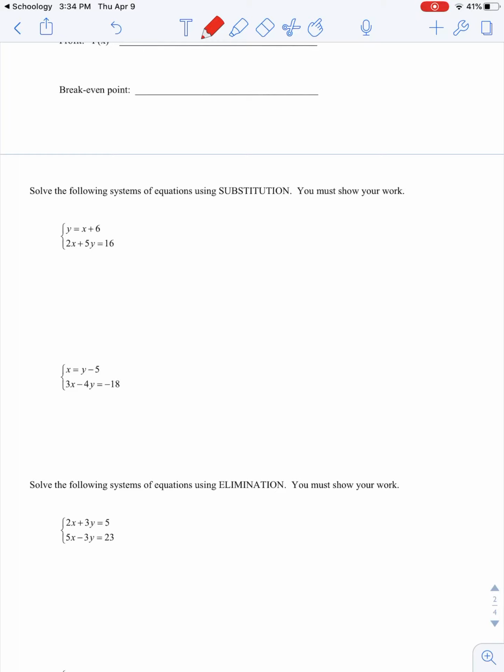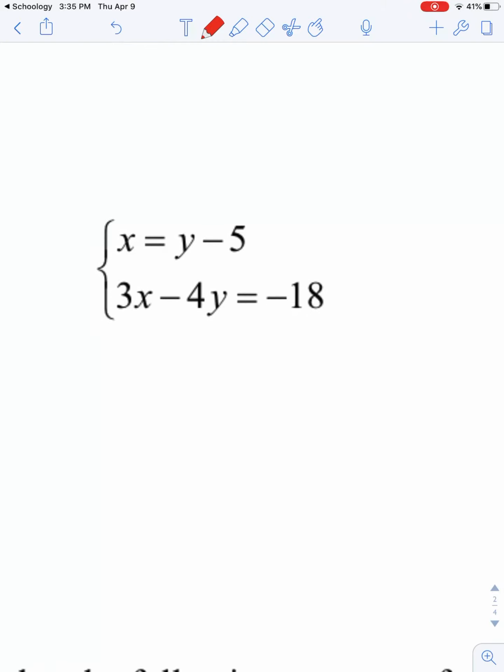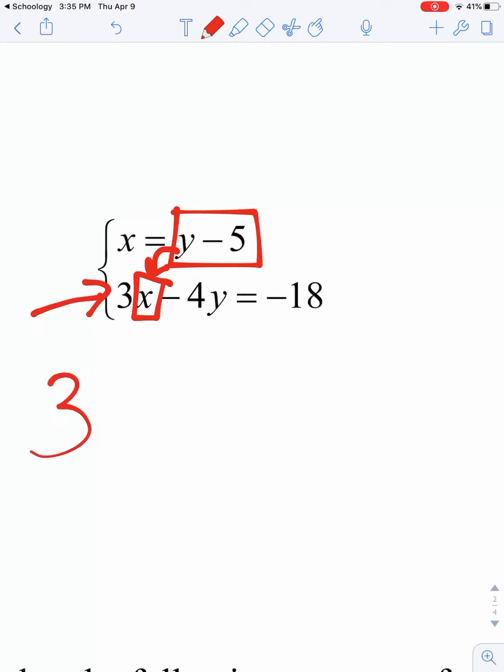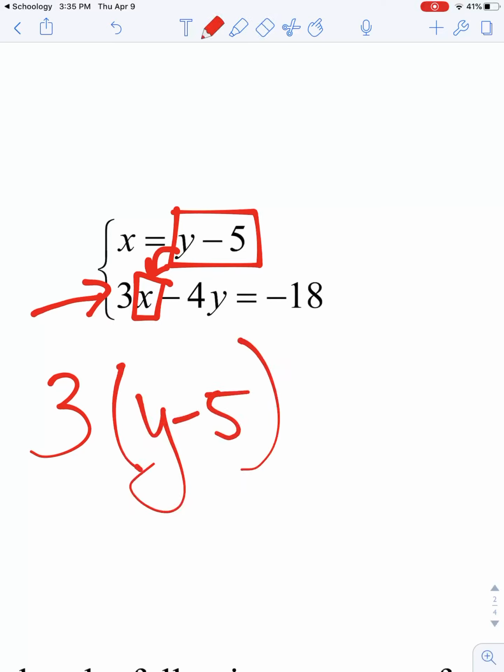Substitution and elimination. So let's go ahead and do this one here. It says x equals y minus 5. So I'm going to take this x out, and I'm going to replace it with that y minus 5. So what I'm going to do is rewrite this second equation. But instead of writing 3x, I'm going to erase the x and replace it with y minus 5. Then I keep writing the equation: minus 4y equals negative 18.